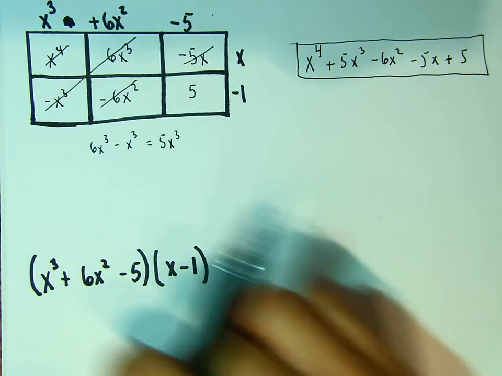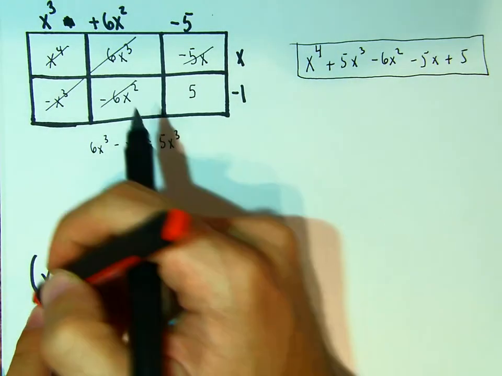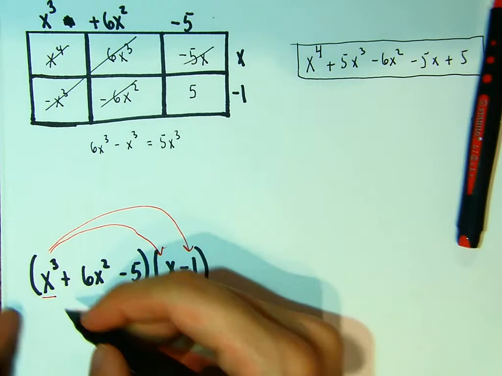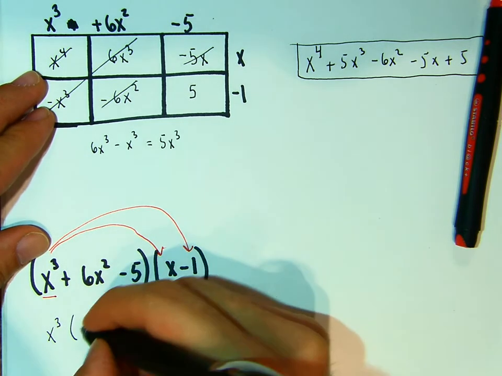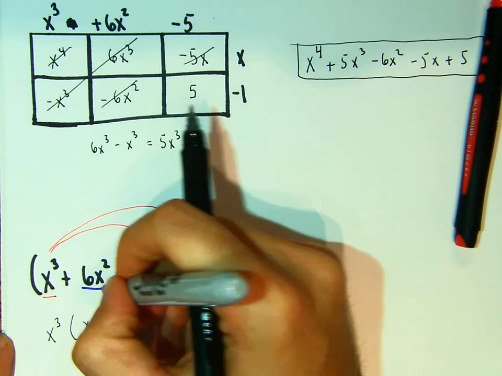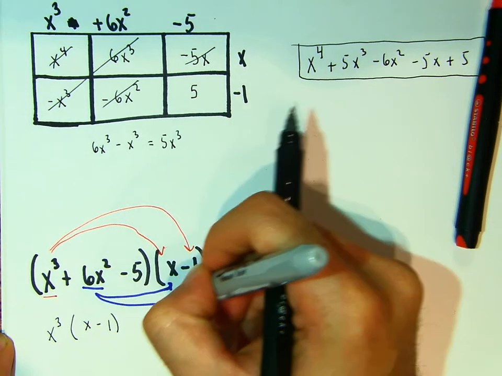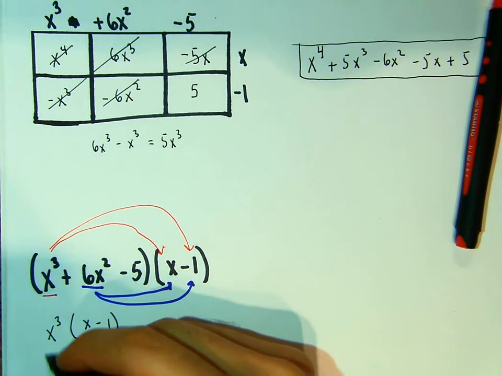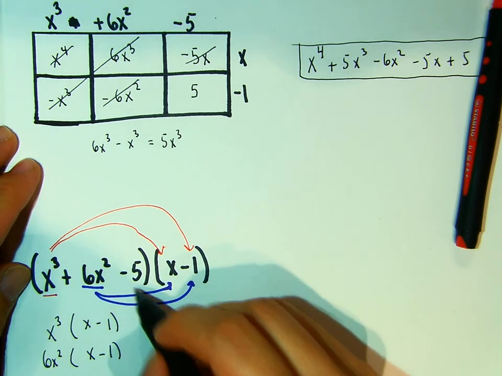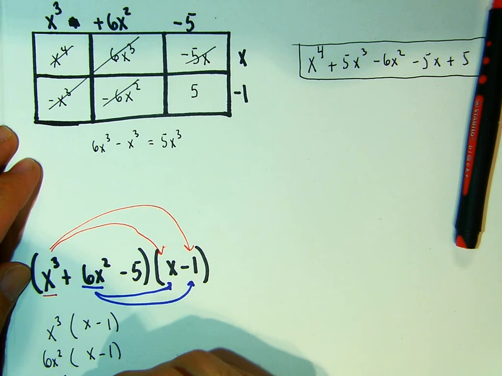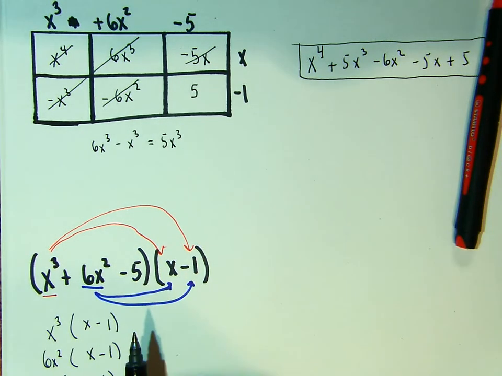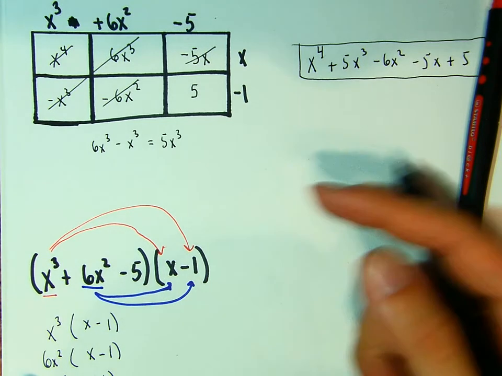Okay, so here, what's the game plan? We need to multiply this x cubed times the x times the minus 1. So then this becomes x cubed times x minus 1. Okay, what's the next one? We got to do this 6x squared times the x times the minus 1. Yeah, so it's 6x squared times x minus 1. Now here we got to do negative 5 times x minus 1. I see a lot of students when they first start learning the distributive method, they forget to put the symbol here. It's not a positive 5, it's a negative 5.